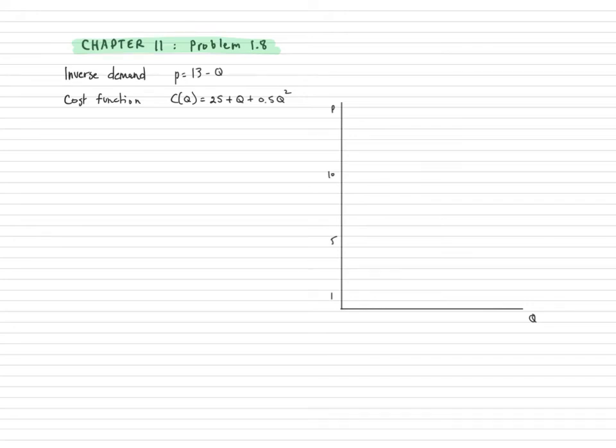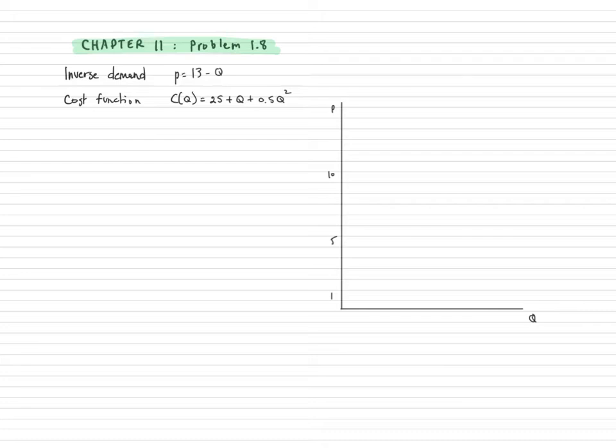Hello, in this video I want to solve problem 1.8 from chapter 11. We are given an inverse demand function, P equals 13 minus Q, and the monopolist cost function, C(Q) equals 25 plus Q plus 0.5 times Q squared. Okay, so the question is, what is the profit maximizing quantity, price, profit, and should this monopolist shut down or should it continue to produce?